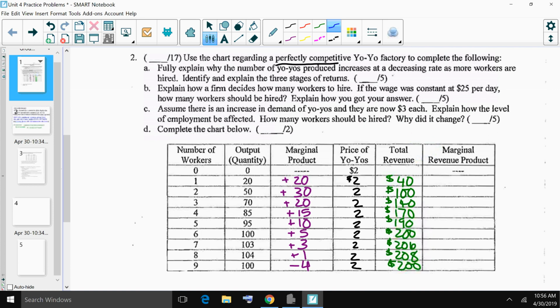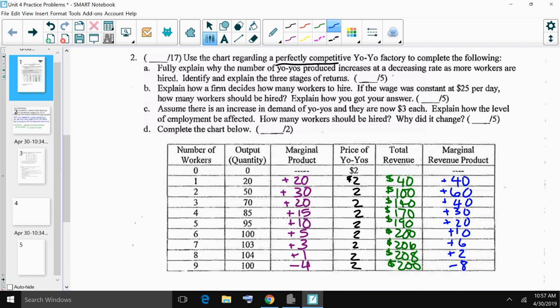So I'm going from 0 to 40. So here I'm going to have plus 40. 40 to 100, it's going to be plus 60. 100 to 140 is plus 40. 140 to 170 is plus 30. Plus 20. Plus 10. Plus 6. Plus 2. Minus 8. Right, that's my MRP. What each additional worker gained me.